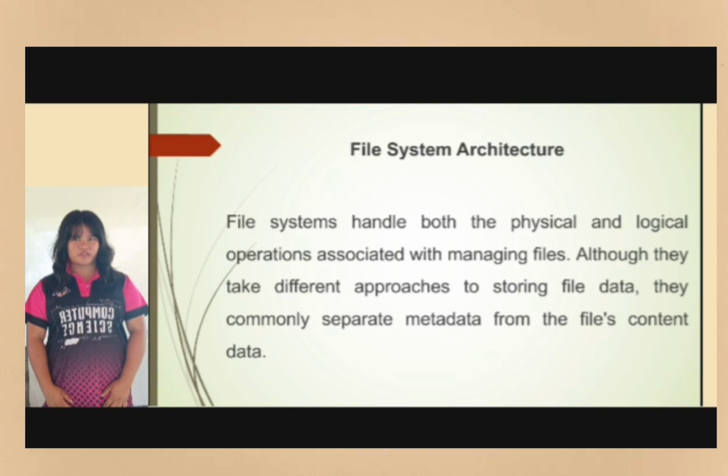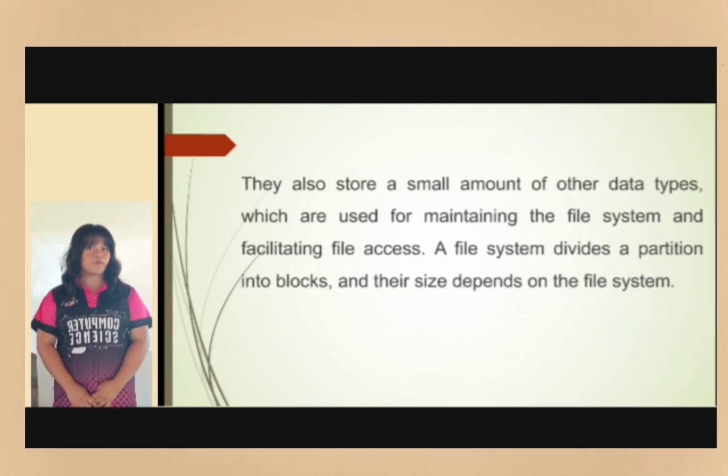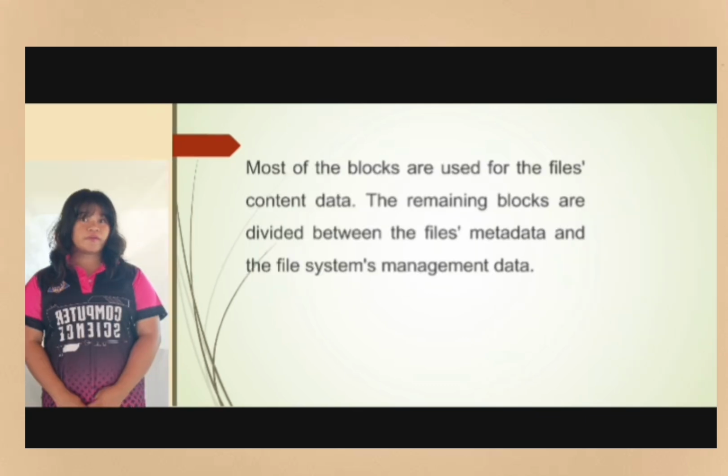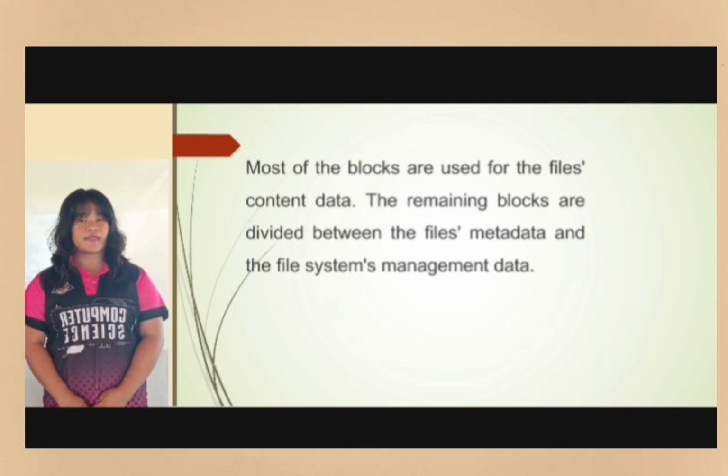File system architecture. File systems handle both physical and logical operations associated with managing files, although they take different approaches to storing file data. They commonly separate metadata from the file's content data. They also store a small amount of other data types, which are used for maintaining the file system and facilitating file access. A file system divides a partition into blocks, and their size depends on the file system. Most of the blocks are used for the file's content data. The remaining blocks are divided between the file's metadata and the file's management data.